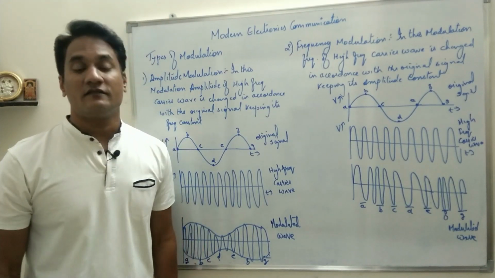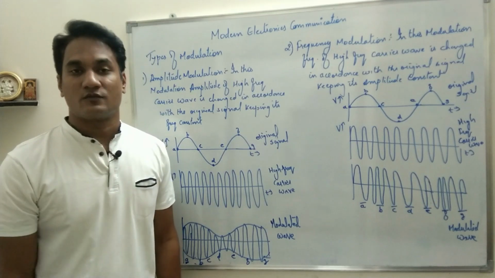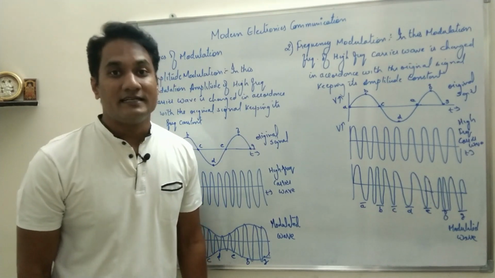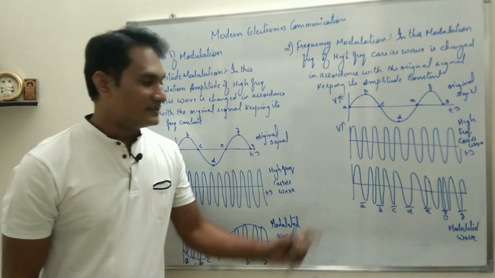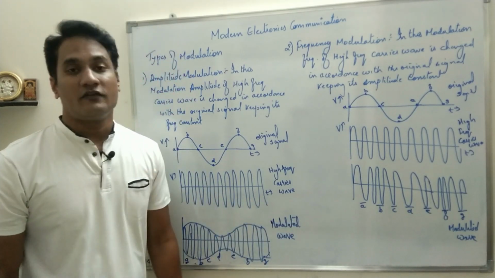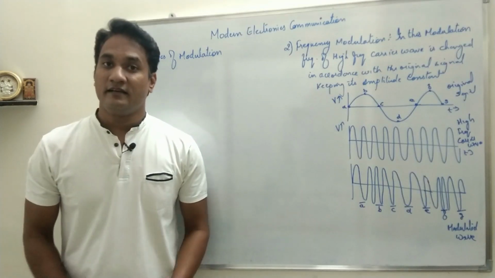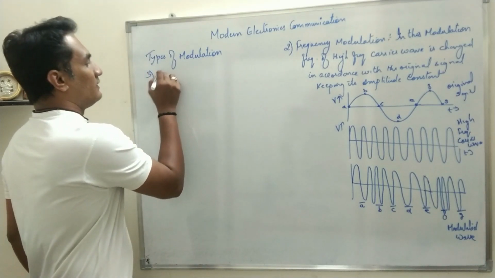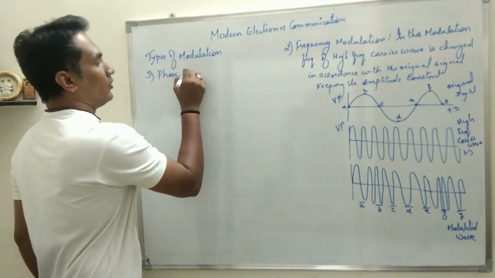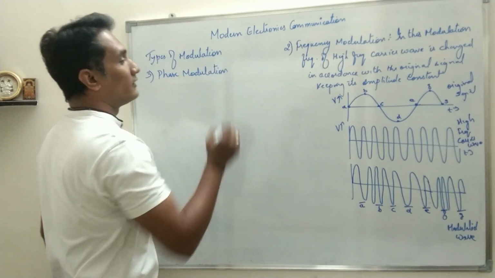In this modulation, the frequency of the high frequency carrier wave is changed in accordance with the original signal, keeping its amplitude constant, and this is the graphical representation of frequency modulation. The third one under the heading types of modulation is phase modulation. Okay, so now you have already got the idea.